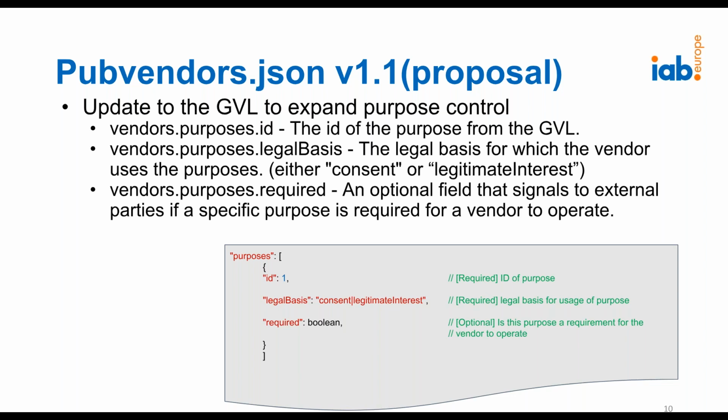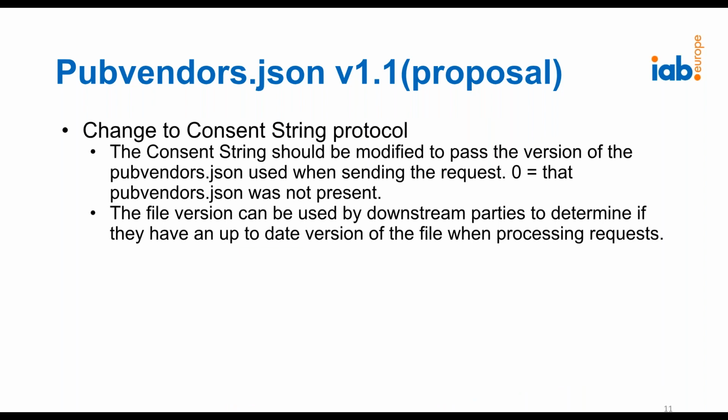And if we go to the next slide, I think this is the last additional change, which is to change the consent string protocol. The consent string, based on this proposal, should be modified to pass the version of the pubvendors.json used when sending the request, so that it can be matched up, because the publisher can update his file and it should have a version number, and we want to know which one to look at if there are multiple files. The file version can be used by downstream parties to determine if they have an up-to-date version of the file when processing requests. So the idea is you don't have to crawl all the time.